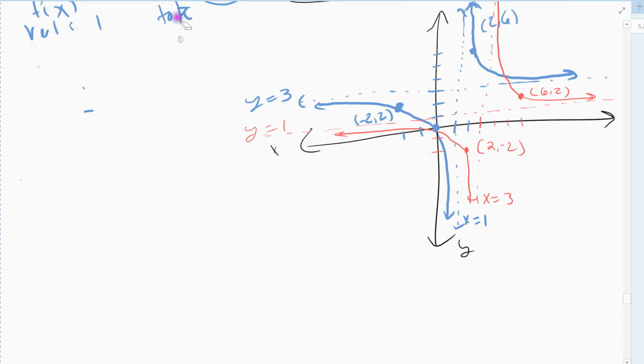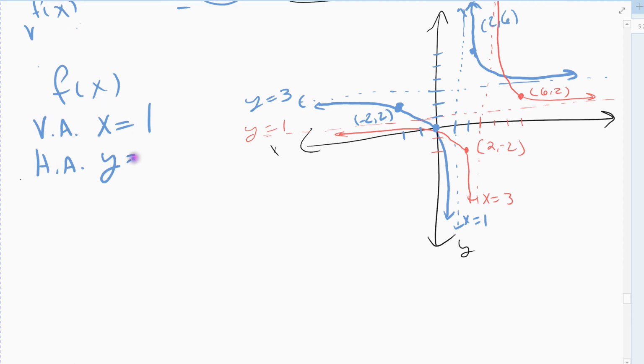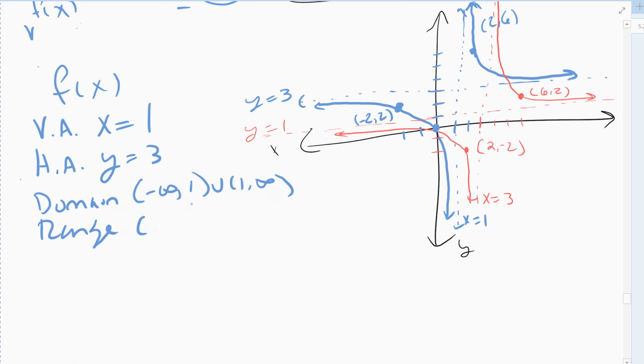Which I already had here, but I'm going to rewrite it again. The original function f of x had a vertical asymptote at x equals 1, horizontal asymptote at y equals 3. Its domain was -infinity to 1, 1 to infinity. Its range exists everywhere, but remember, it doesn't cross y equals 3, so every y value except 3, so -infinity to 3, 3 to infinity.